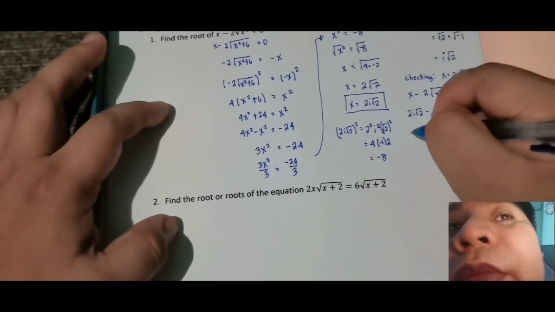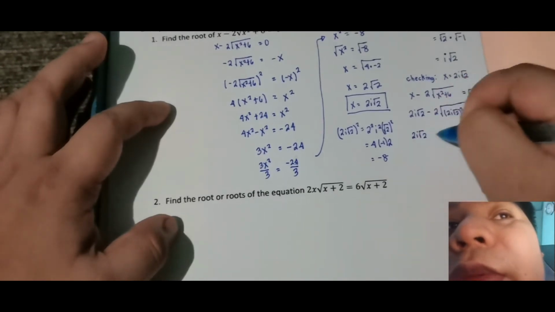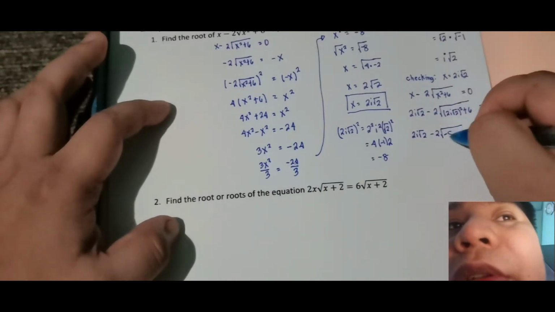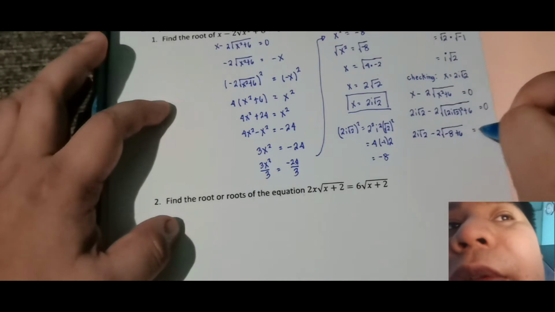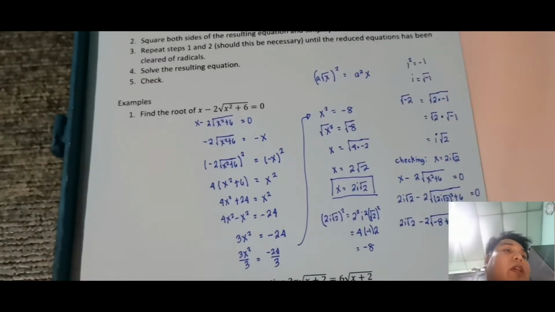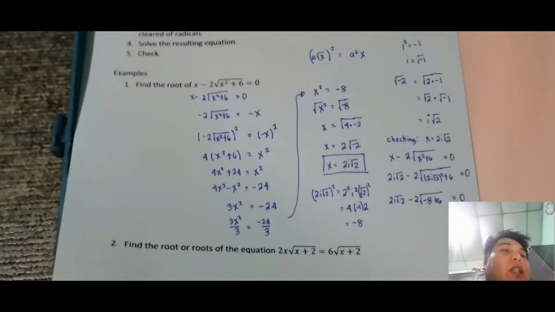So this is 2i square root of 2 minus 2 square root of negative 8 daw to plus 6 equals 0. Okay, so ulit nga, huwag ka malilito dun sa i na yun. Si i is just square root of negative 1. Pag in-square ko, i squared is equal to negative 1.